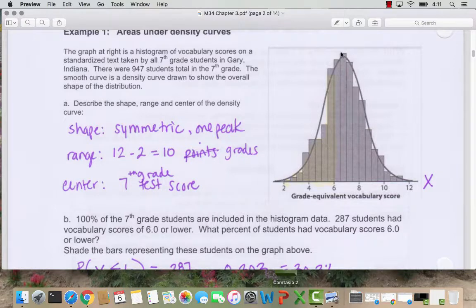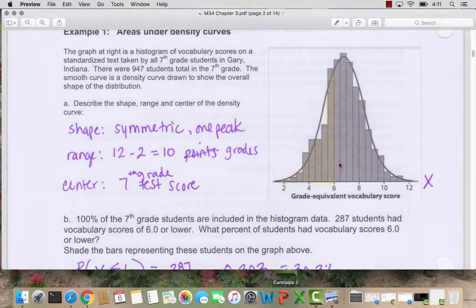The center is right around 7, which is what we expect because these are 7th grade students, so we expect their vocabulary scores for most students, or for the average at least, should be 7 or close to 7. So when we describe the shape, the range, and the center of the graph, we say the shape is symmetric, or roughly symmetric. It's got one peak. We say that's unimodal. Sometimes we'll see graphs with 2 peaks. We would call those bimodal.